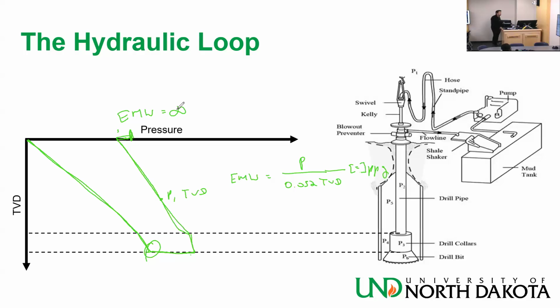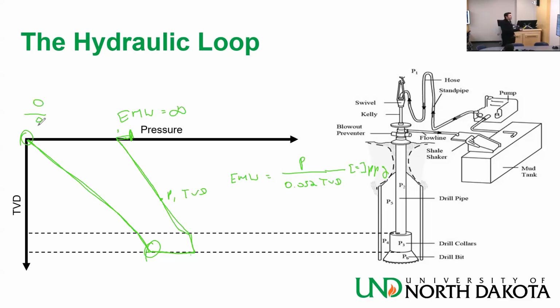What is my EMW here? Same, zero? But can we say zero? It's actually 0 divided by 0. It's atmospheric pressure, yeah, but the depth is also 0. So you divide 0 by 0. So it's indeterminate or undefined. Not defined, indeterminate.